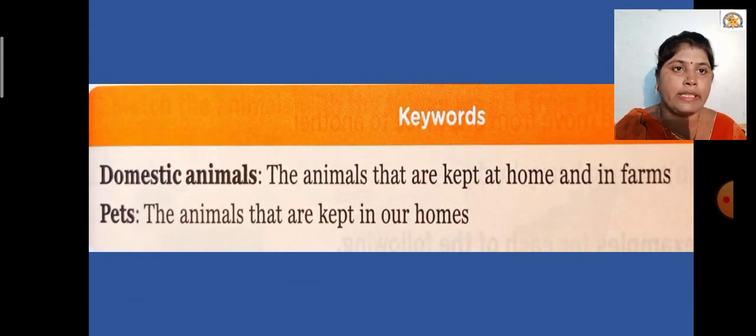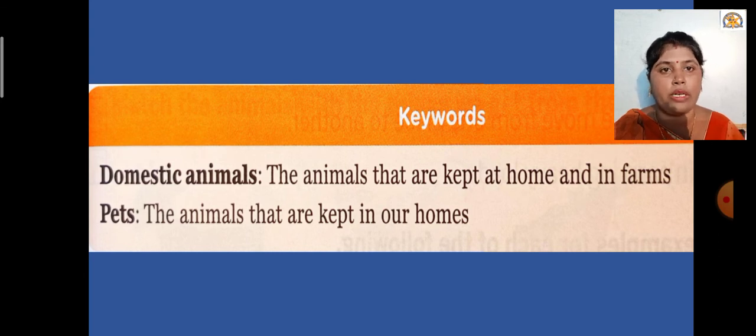So let us see the keywords. Domestic animals. Now what is meant by domestic animals? The animals that are kept at home and in the farms are called domestic animals, like cow, goat, buffalo, bull, donkey, horse, etc. So these are the domestic animals. The animals which are kept at home or in the farms are called domestic animals.